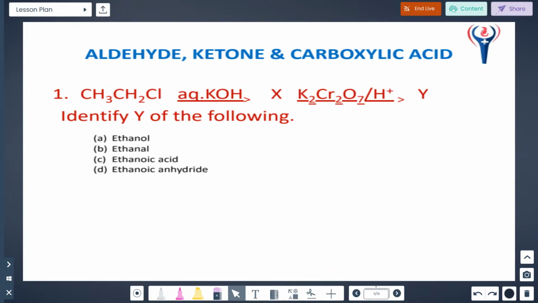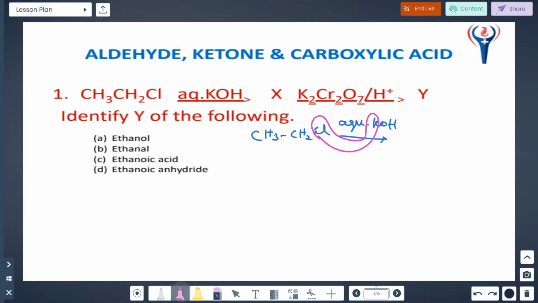Here, I will write that ethyl chloride: CH3CH2Cl, with aqueous KOH. Aqueous KOH means it's a nucleophilic substitution reaction. You know that, you just substitute the nucleophile group, so KCl will be removed. Here, instead of chlorine, you substitute the OH group.